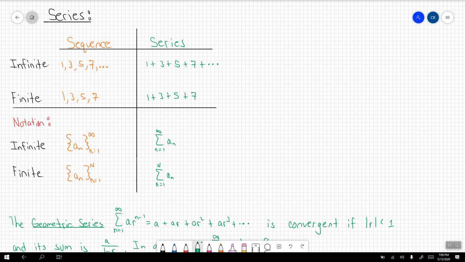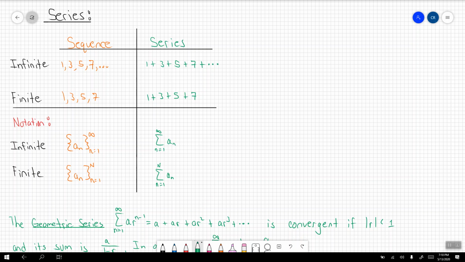Hi everybody, welcome back. Again, we're still going on to chapter 11, and the last section we were talking about sequences, and today what we're going to do in this video is we're going to visit what are known as series. So on the screen, I have two sides set up. One side denotes the sequences, and the other side denotes the series.